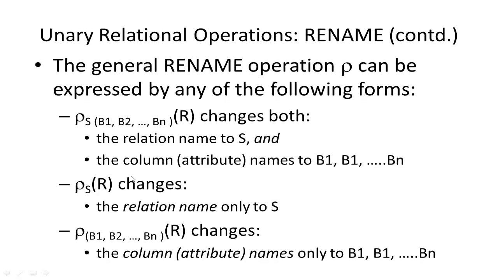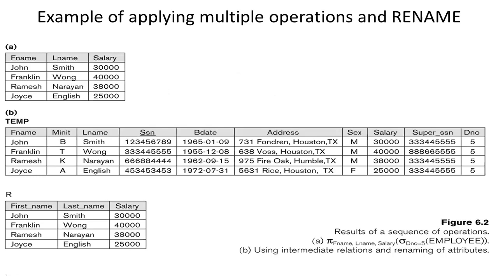The second option is that you can rename the relation alone. Suppose you want to keep your attribute names as they are and rename only the relation name, then you can use this particular format, rho S of R. This changes your relation name into S. The other alternative is, if you want to keep your relation name as it is and only rename the attributes, you can also do that using this format, rho (B1, B2, ..., Bn) of R. It changes the attribute names to the given new names. You can see an example here.